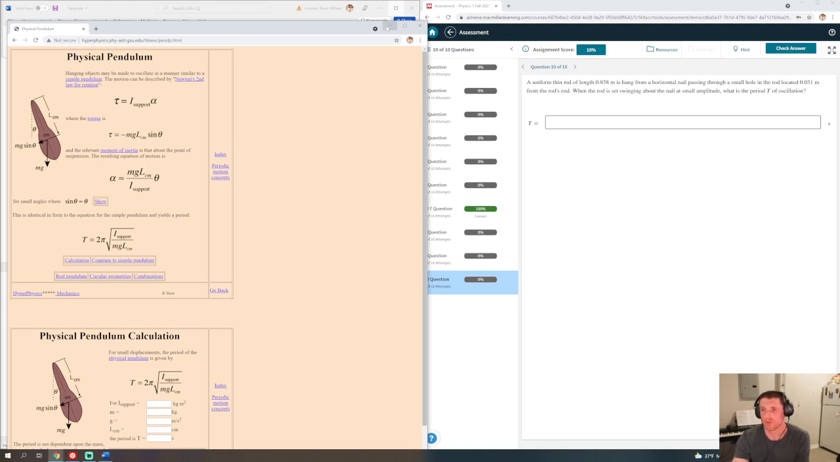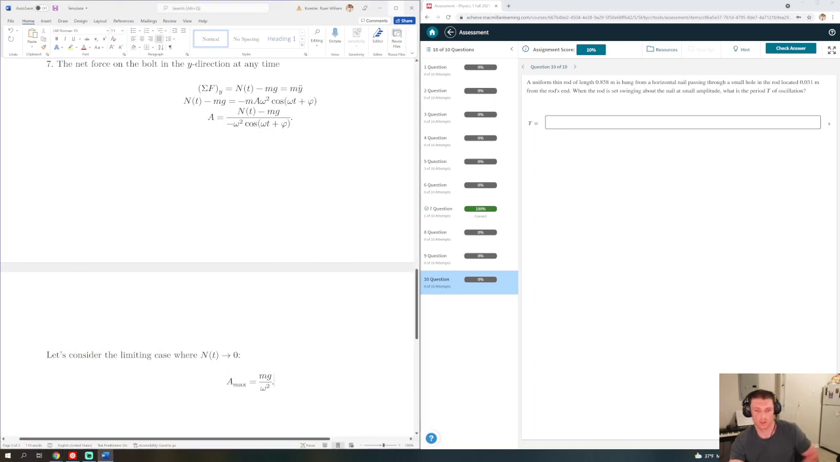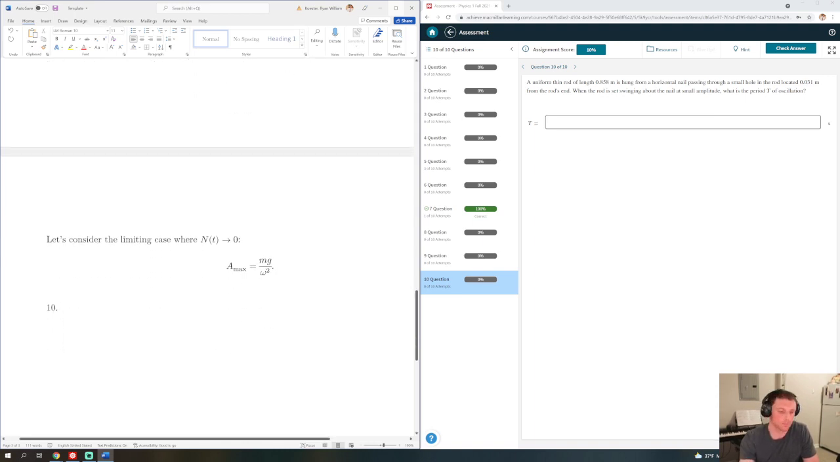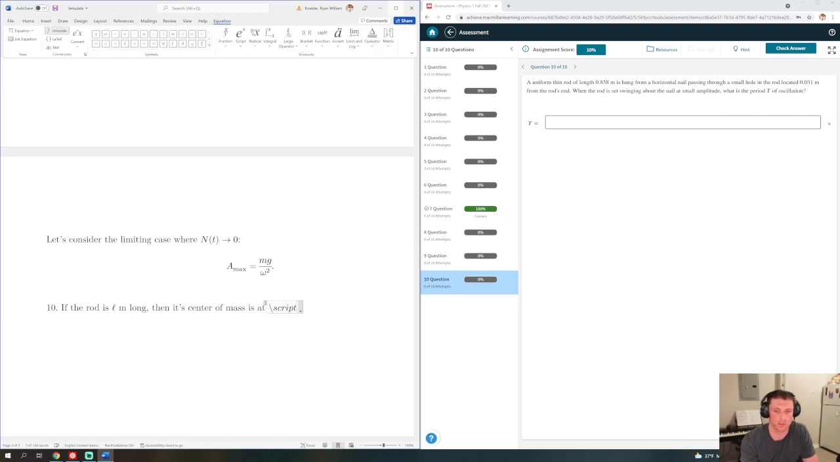the rod is uniform, right? Which means that its center of mass is going to be at its geometric center. So I'll just put some stuff out here. Let me do this. So for 10, we can say if the rod is L meters long, then its center of mass is at L over 2, right? From the endpoint, we'll say.